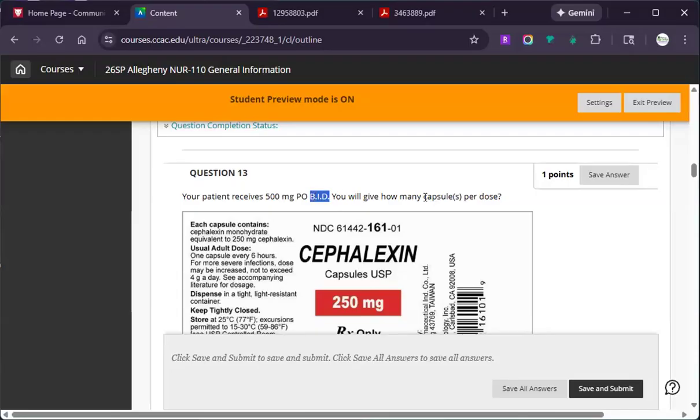The question says, how many capsules would you give per dose? If it says per dose, or if it just says how many capsules would you administer, they're asking you per dose. The only time they're going to ask you per day is if it specifically says how many capsules would you give per day.